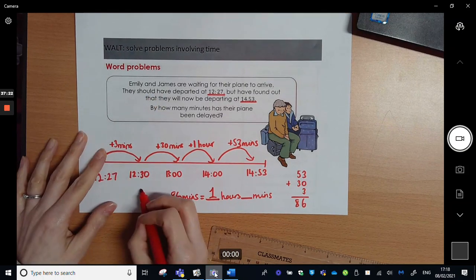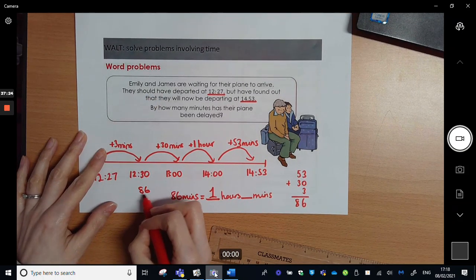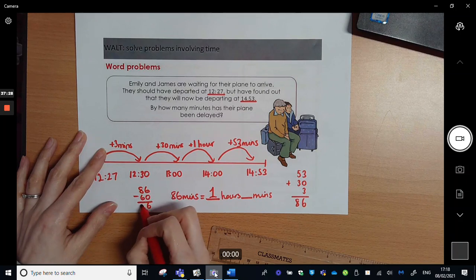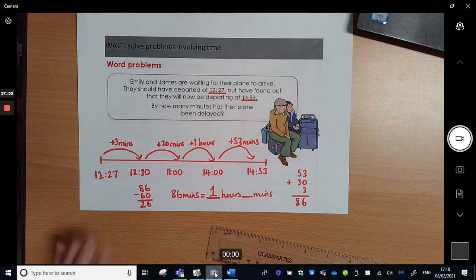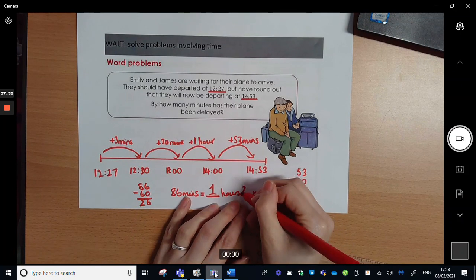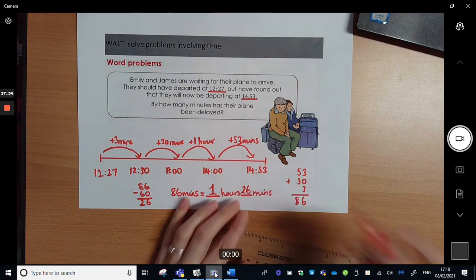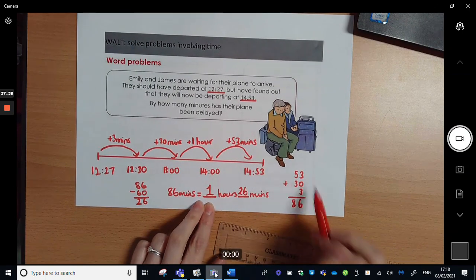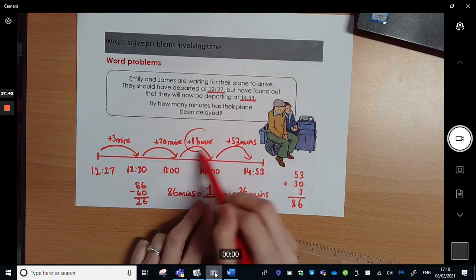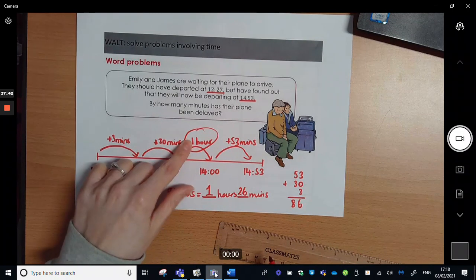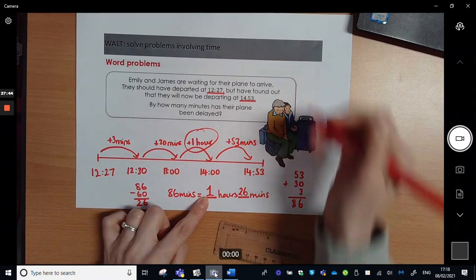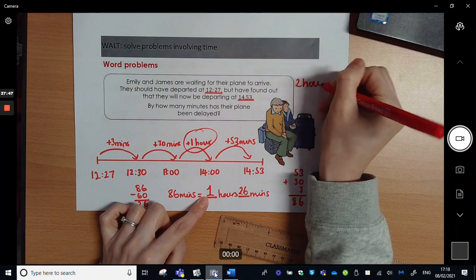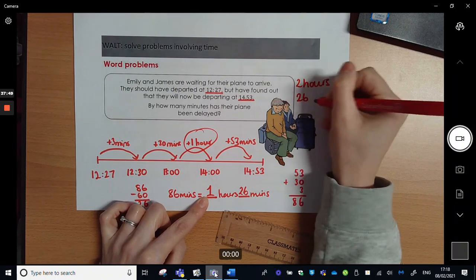You can do it like this. 86 minus 60 to help you. 6 take away 0, 8 take away 2. I'm still going to get exactly the same answer. So if you can do it in your head, fantastic. If you want to write it down, that's also fine. So 1 hour and 26 minutes. So that's how many minutes were there. But I need to remember to add on this hour. So 1 hour added on, I would have 2 hours and 26 minutes.